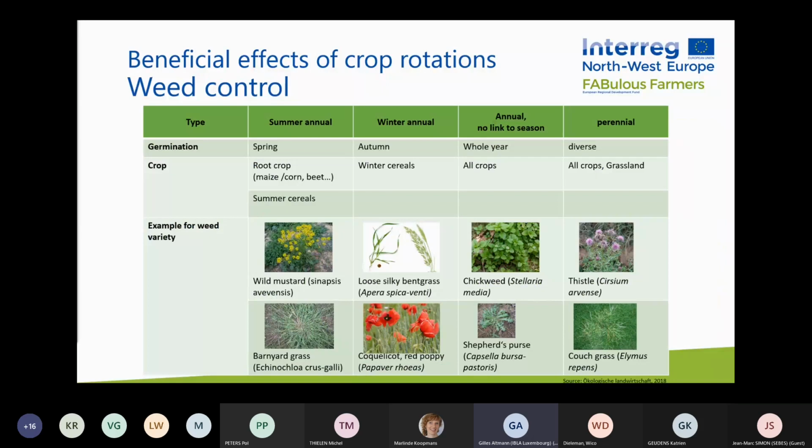And what I want to tell you with this graph or table is that the diverse crop rotation with the change of winter and summer crops affects that optimal growth conditions for specific weeds are broken by suboptimal growth conditions. And this is especially true for winter and summer annuals, where a one-sided weed population can be prevented by changing winter and summer crops regularly.